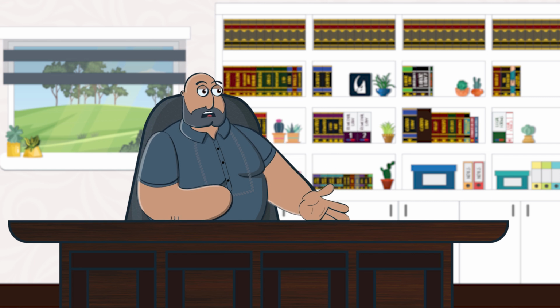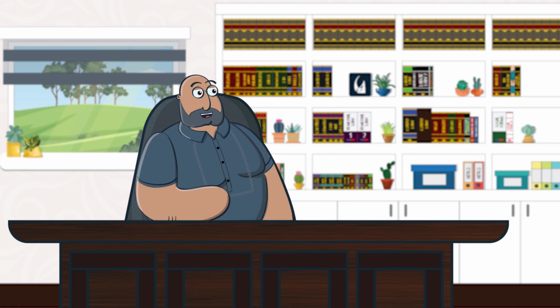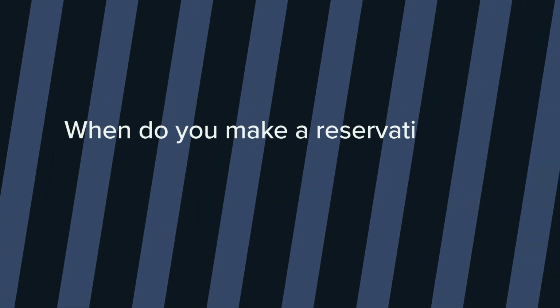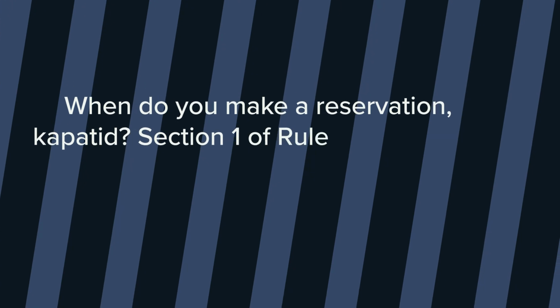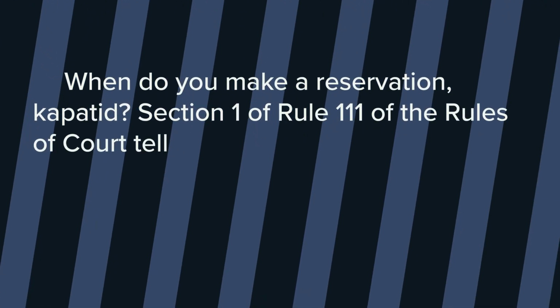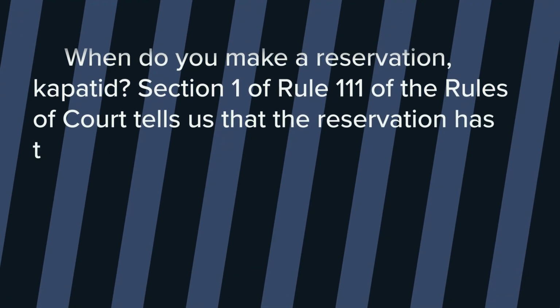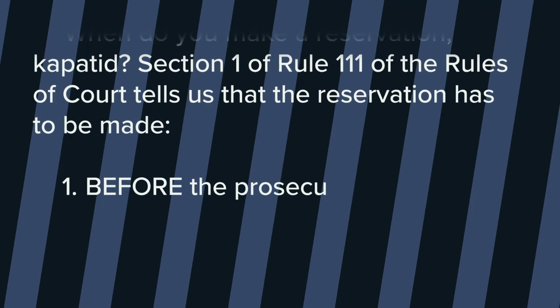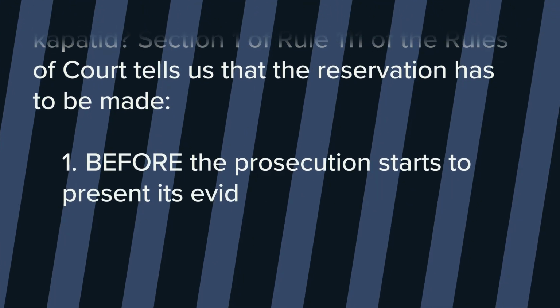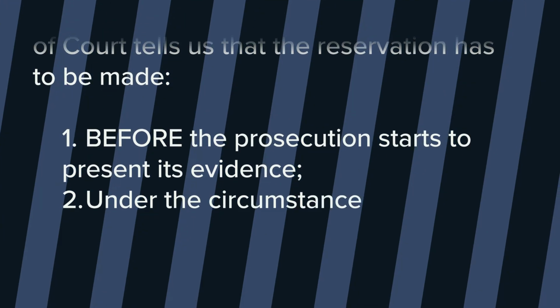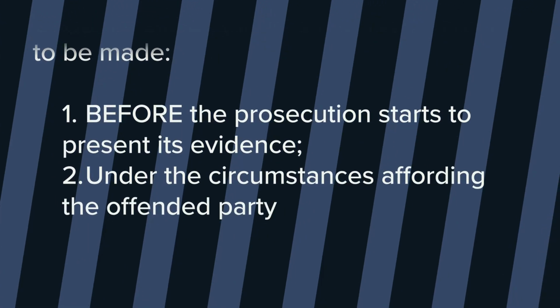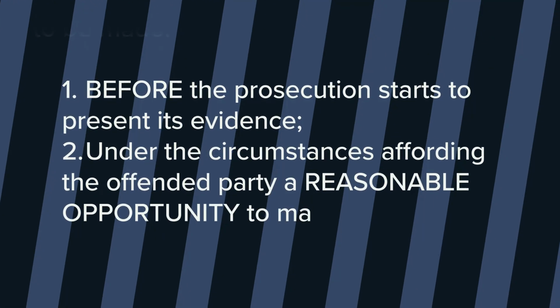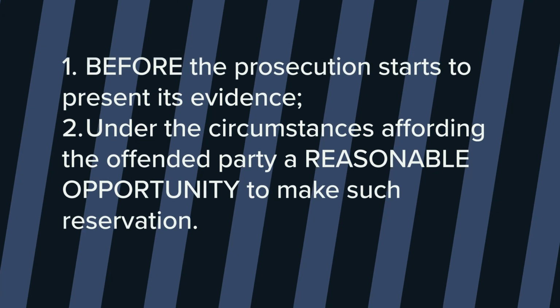A reservation has to be made by motion. More on that when we discuss criminal procedure. When do you make a reservation, kapatid? Section 1 of Rule 111 of the Rules of Court tells us that the reservation has to be made: 1. Before the prosecution starts to present its evidence. 2. Under the circumstances affording the offended party a reasonable opportunity to make such reservation.